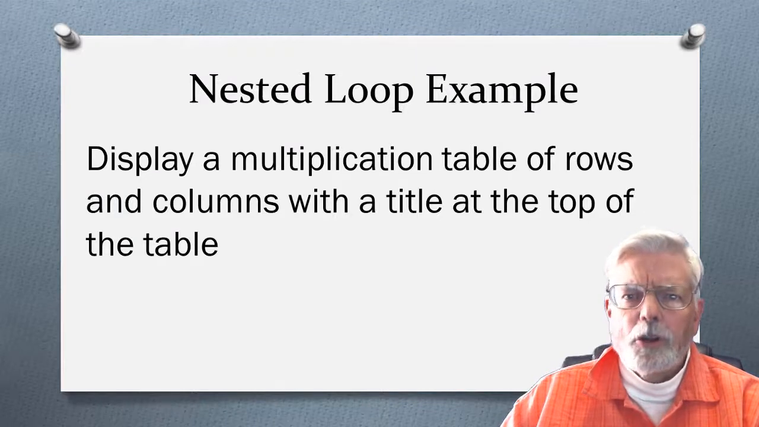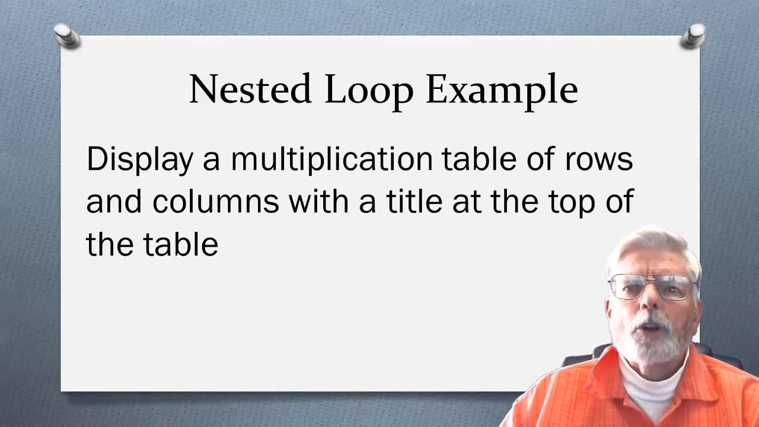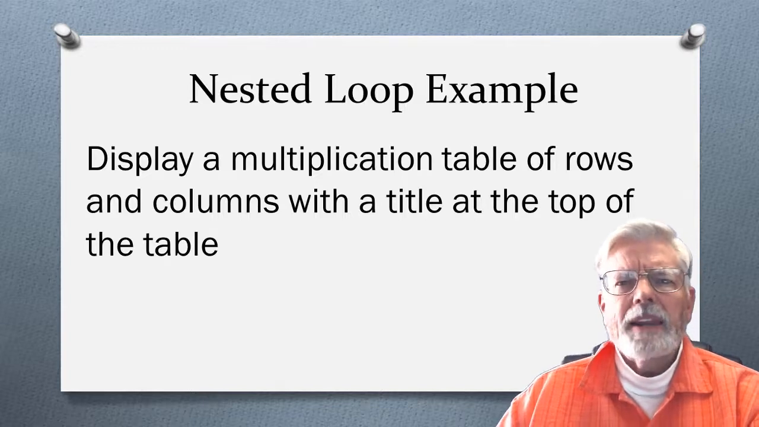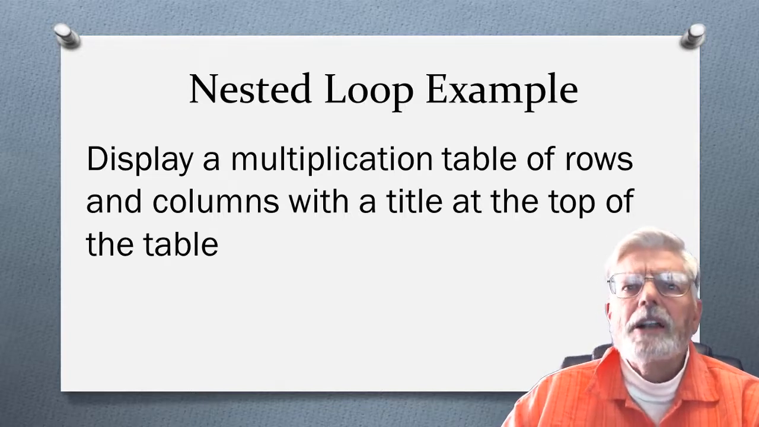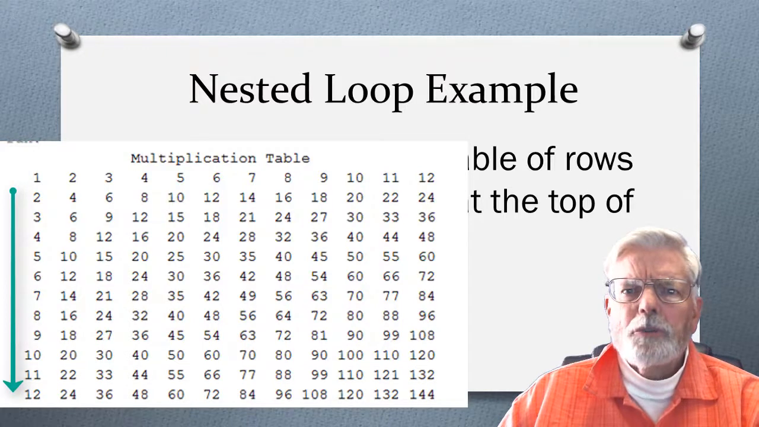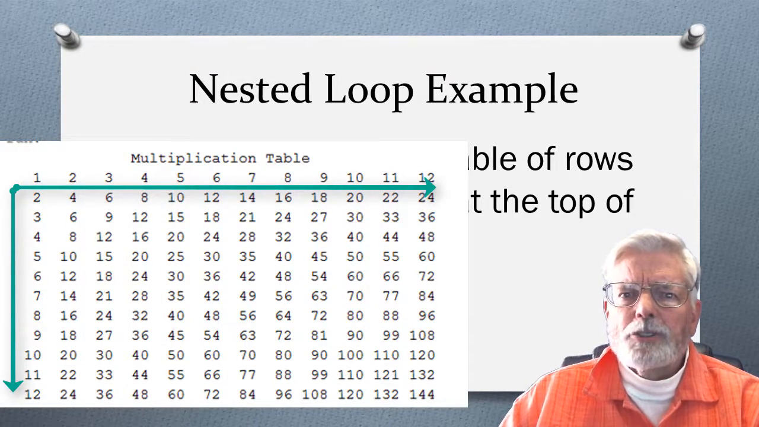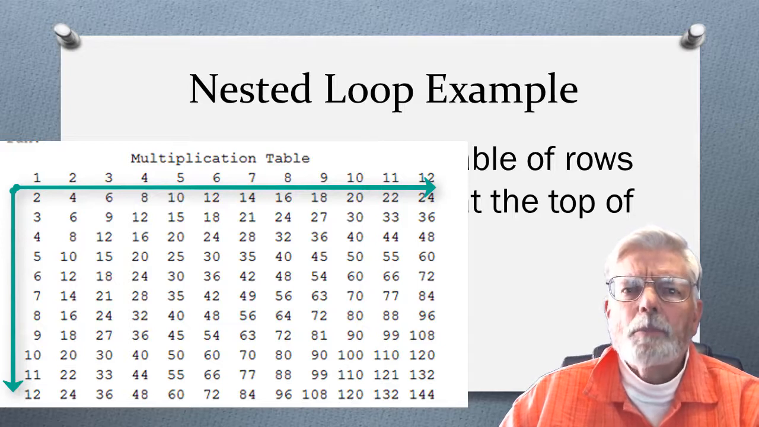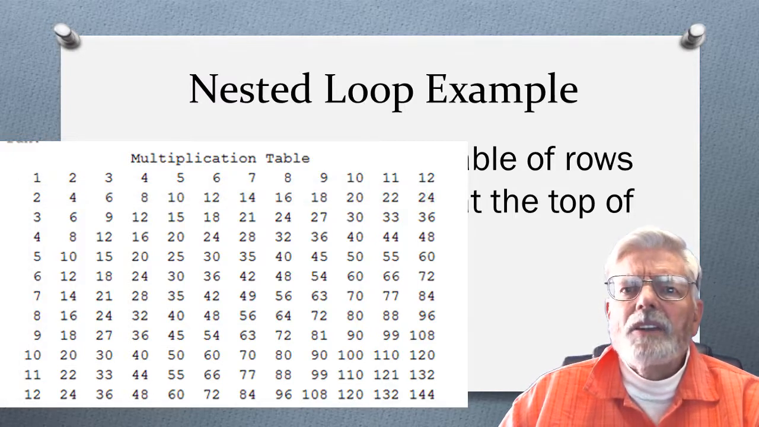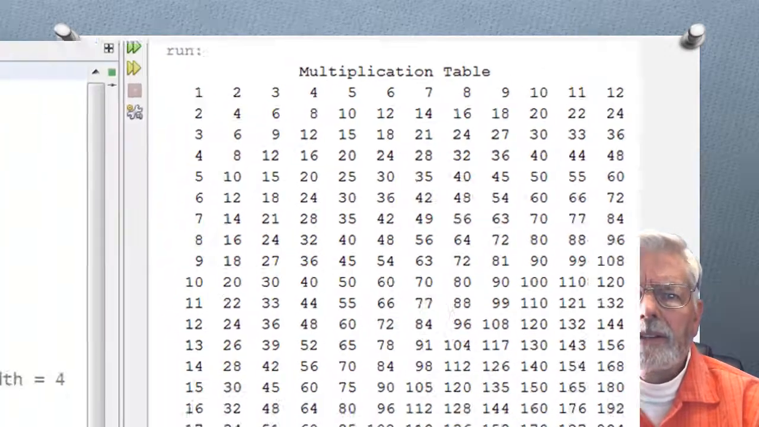A nested loop has one loop inside another loop. Displaying a multiplication table is a great example for nested loops. The outer loop is used for each line. Another loop is used within the body of the first loop to display a column of numbers. At the end of each line, the cursor is moved down to the next line and another column is displayed.